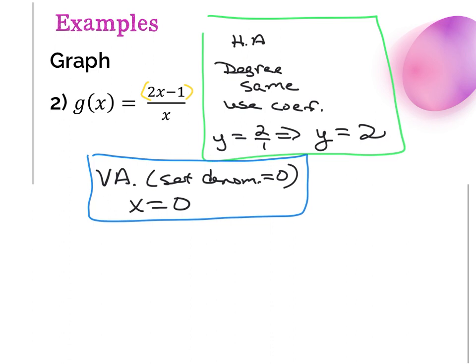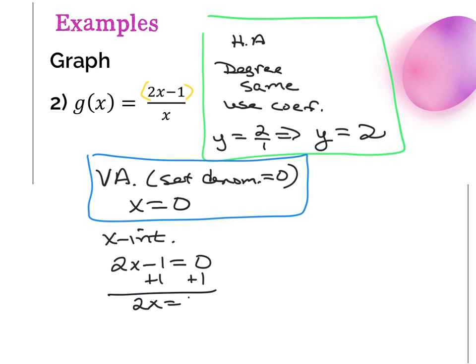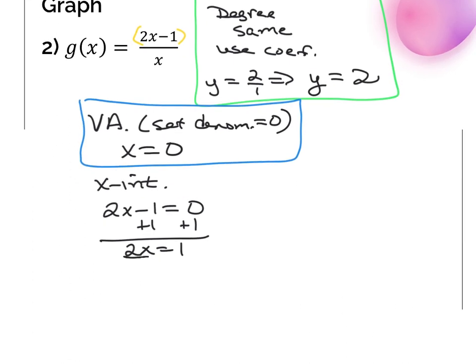To find the x-intercept, we're plugging in y equals 0. But remember the shortcut: all you need to do is set the numerator equal to 0. So to get my x-intercept, 2x minus 1 equals 0. What I did was plug in a 0 for y and simplified it down, and this is what resulted. So now I solve for x, divide by 2, and x equals 1/2. So my x-intercept is the ordered pair 1/2, comma 0.